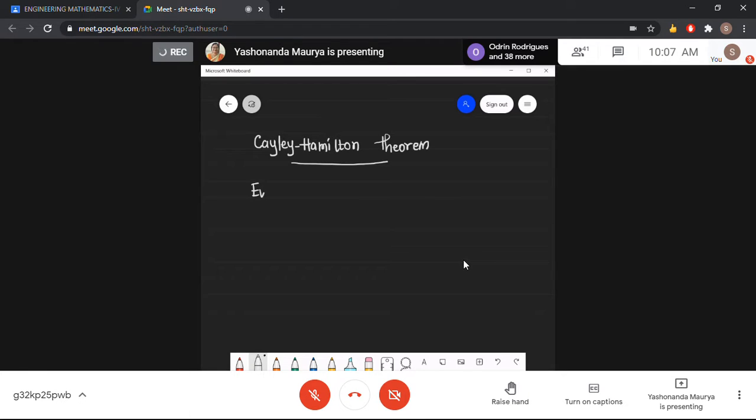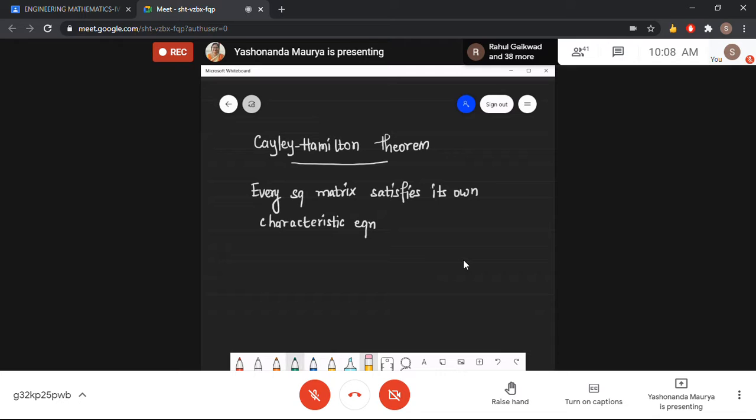That is, every square matrix satisfies its own characteristic equation. Okay, that is the statement.